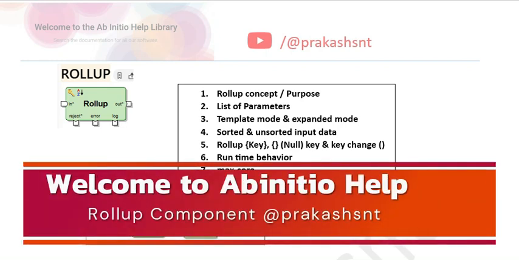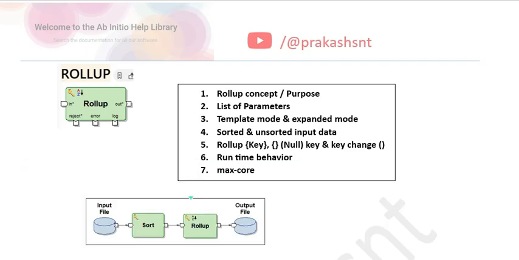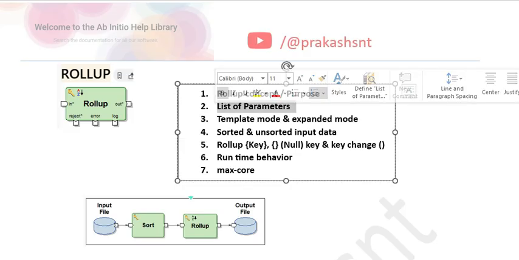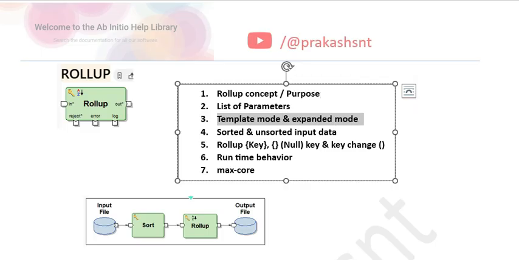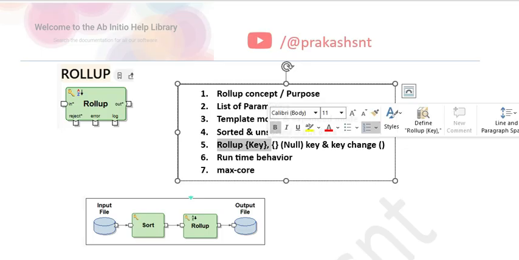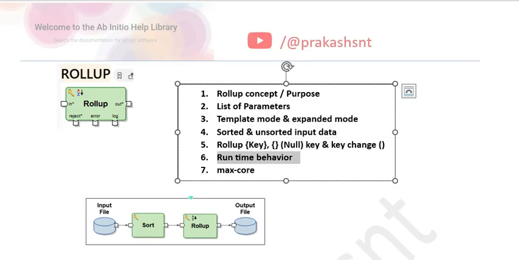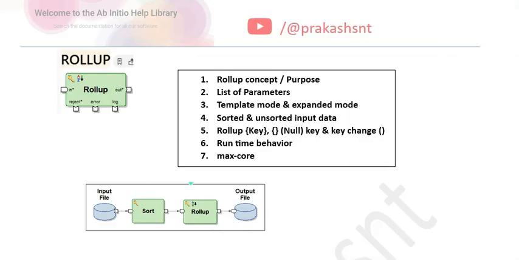In this video, we discuss the Ab Initio Rollup component. In the Rollup component, we discuss the Rollup concept and purpose, list of parameters, template mode and expanded mode, sorted and unsorted input data, Rollup keys like null key, key change functions, runtime behavior of the Rollup component, and max core. So this video will help you if you are preparing for an interview or you are new to Ab Initio. That will clear your basic understanding of the Rollup component.